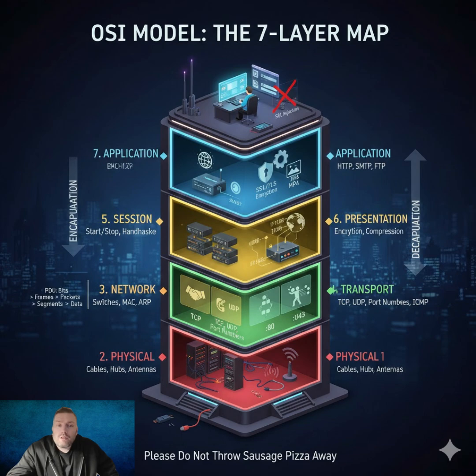So why do we learn this? Because as a defender or a penetration tester, you need to know where the blood is leaking. If a user can't reach a website, is it layer 1? Is it a cable issue? Or layer 3? Is it a routing issue? Or layer 7? Is it a server error? When you master the OSI model, you master the language of the internet.